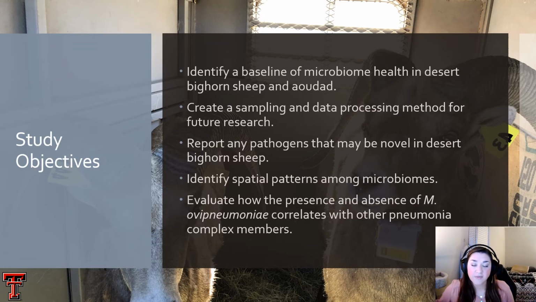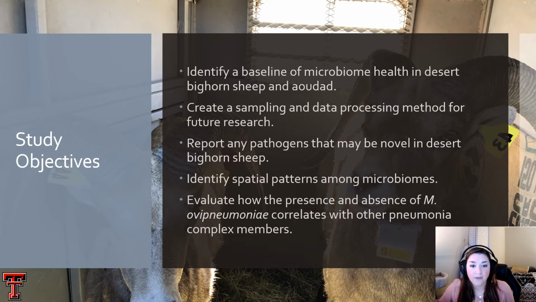So for my study specifically, I hope to identify a baseline of microbiome health for desert bighorn sheep and aoudad here in Texas. That way, once we know what a healthy state looks like, we can quickly identify what a disease state looks like. I hope to be able to create a sampling and data processing method that's easily replicated in the field. I hope to report on any pathogens that are novel in our desert bighorn sheep here.